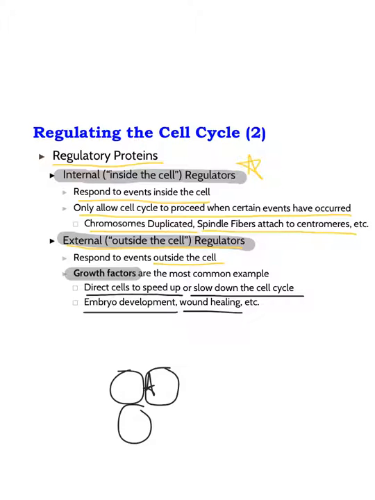Now, when we get to cancer later on down the road, one issue we are going to face is that these external regulators that tell the cell to stop dividing because of butting up against a neighboring cell do not work. So a cell will continue to divide, and we get tumors from that instance. But those are regulatory proteins, internal and external regulators.